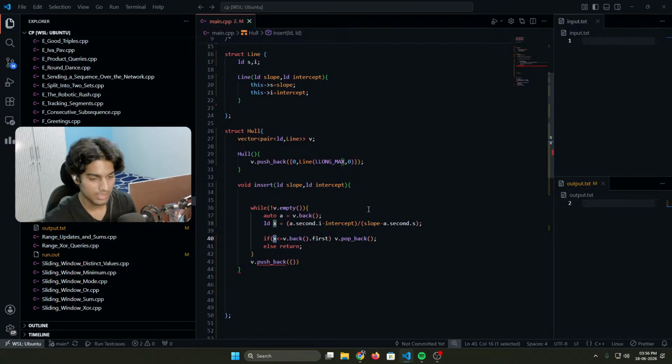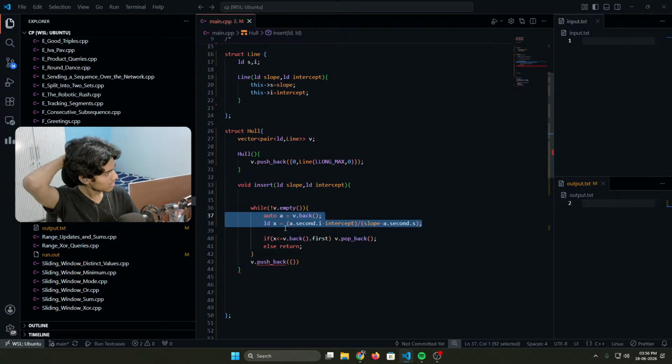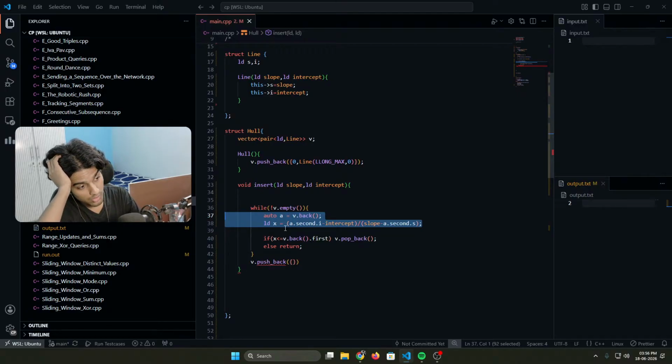But what is the intersection? This is what I'm thinking. Do I need to keep inserting? Maybe not. Well, I also have to see slope minus this thing. This should not be equal. If slopes are equal, I will be.